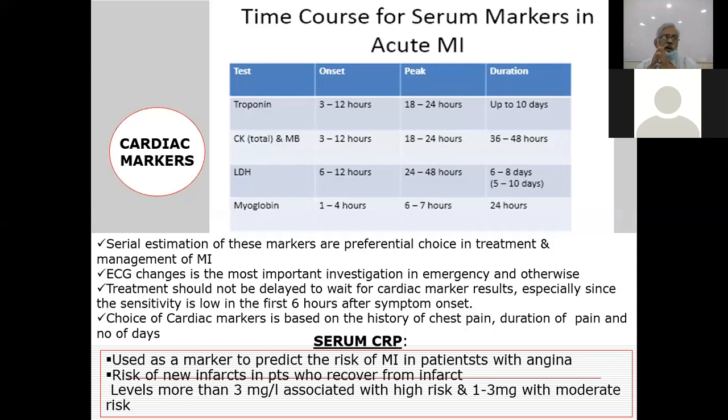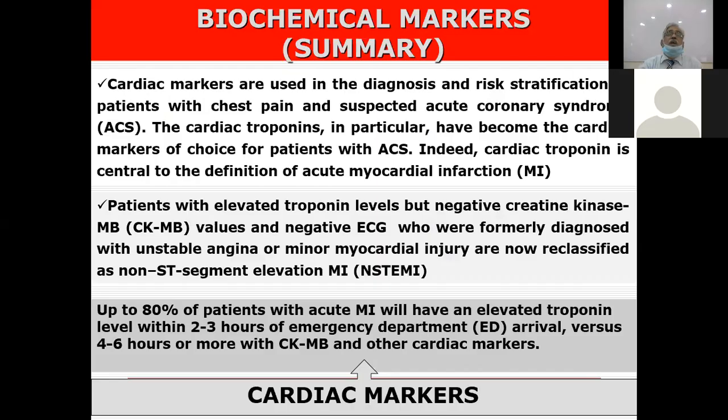So the values will be then confusing, and then you will have, as a clinician, you will face the problem. So serial estimation, ECG changes, ये सारी important हैं और gold standards के लिए आप एक वक्त में सारी चीजें, साइन सिम्टम से लेकर ECG और बाकी proteins and cardiac markers, combination of that should be done.